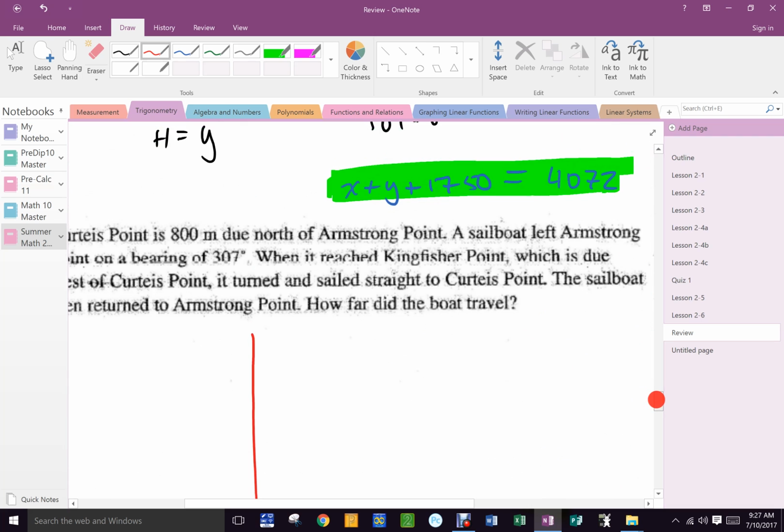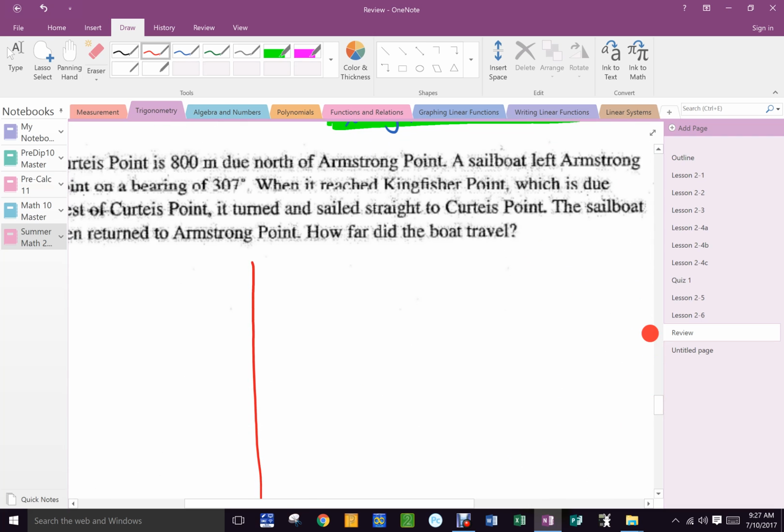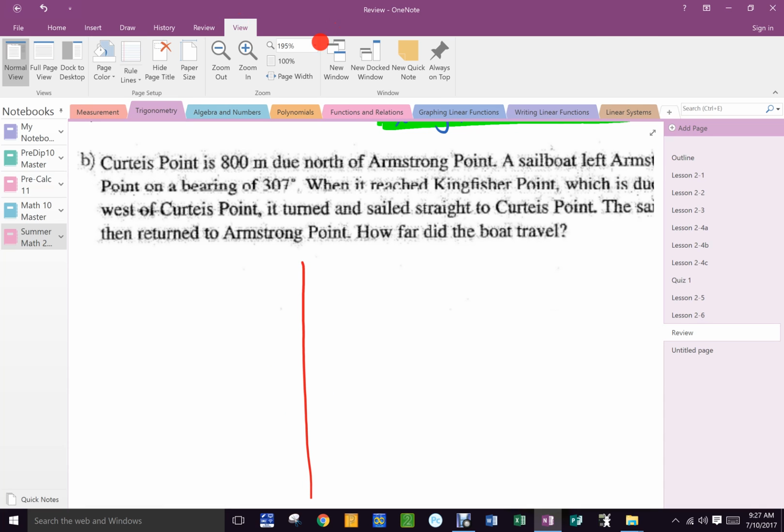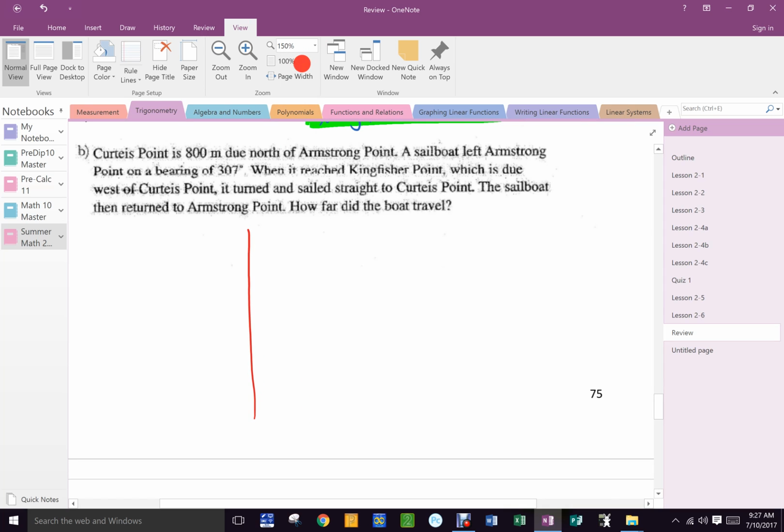And then it says you sail over to Kingfisher Point. So the sailboat leaves Armstrong on a bearing of 307. Well, north, that's 800. This is Curtis Point. Other way around, sorry. This is Armstrong Point. This is Curtis Point. And he sails away at 307. Where is 307?